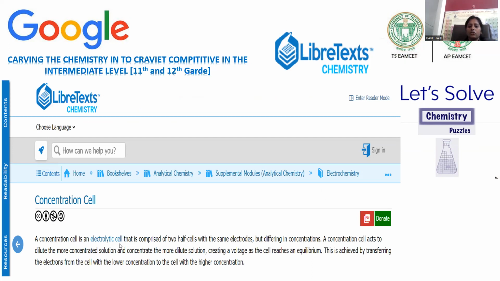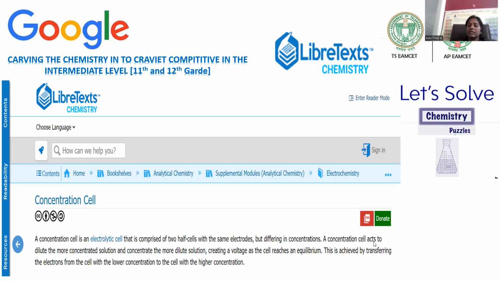A concentration cell is an electrolytic cell. It is composed of two half cells. The two half cells have the same electrodes and similar composition, but they differ in concentration. That is called a concentration cell.